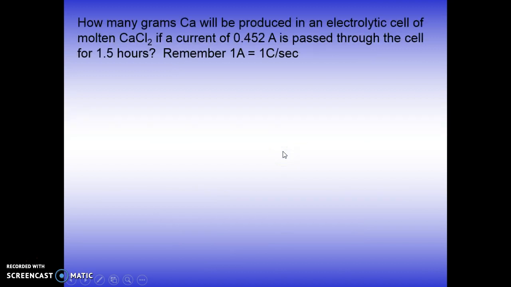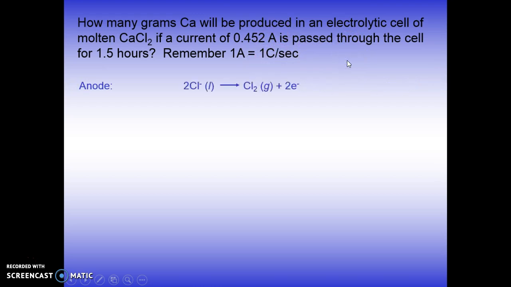All right, so here's an example. How many grams of calcium will be produced in an electrolytic cell of molten calcium chloride if a current of 0.452 amps is passed through the cell for an hour and a half? So remember that an amp is the number of coulombs per second.